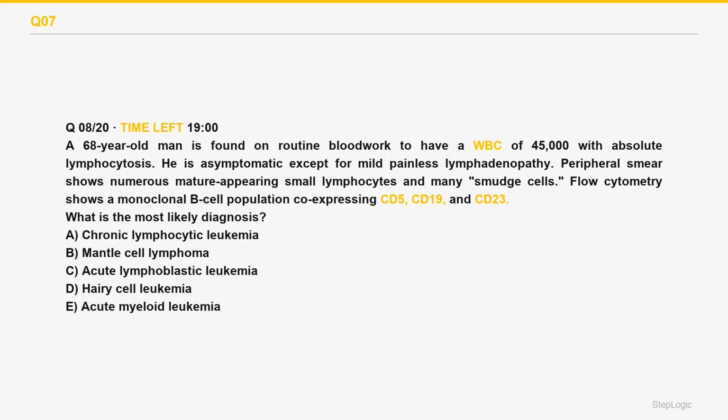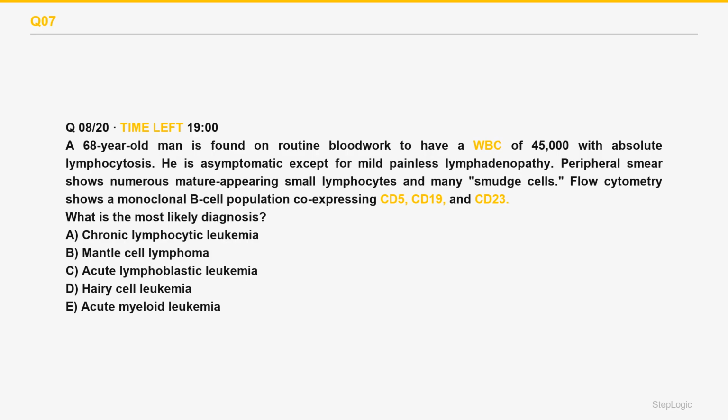What is the most likely diagnosis? A 68-year-old man is found on routine blood work to have a WBC of 45,000 with absolute lymphocytosis. He is asymptomatic except for mild painless lymphadenopathy. Peripheral smear shows numerous mature-appearing small lymphocytes and many smudge cells. Flow cytometry shows a monoclonal B-cell population co-expressing CD5, CD19, and CD23.